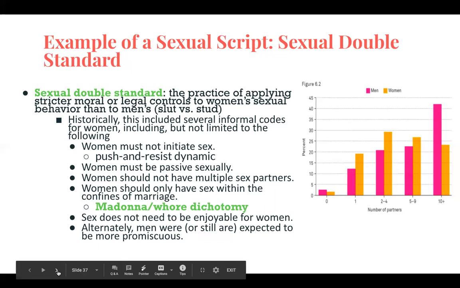And then alternatively, men are expected to be more promiscuous. So although it's maybe not as stigmatizing, women who are promiscuous are stigmatized. Men who aren't promiscuous aren't necessarily stigmatized, but for men, there is less of a positive association with being virginal. I mean, even today in modern society, think about when that movie, The 40-Year-Old Virgin, came out. Would that movie have been as funny if the lead was a woman, right?